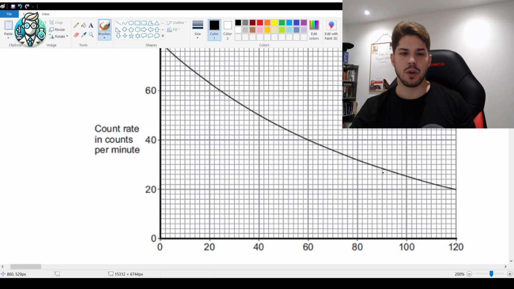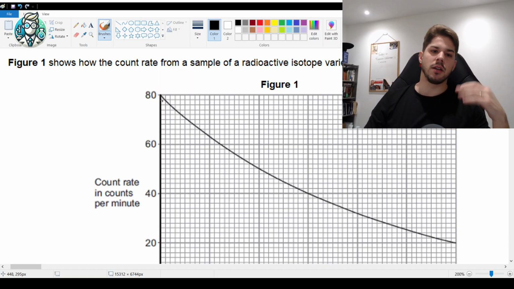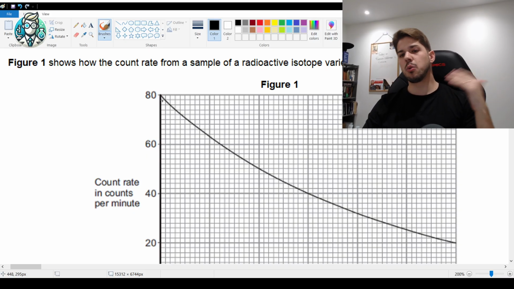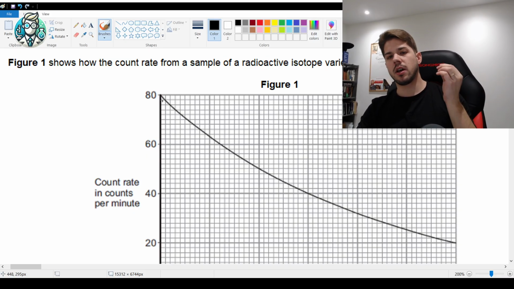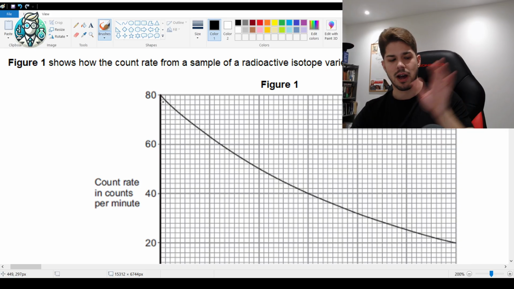Because if you have, for example, in this case, we have 80. How much is the half of 80? 40. Half of 40, 20. 20, the half is 10. The half is 5. The half is 2.5. The half is 1.75. And we could continue like that and we would never reach zero. This is what we call asymptotic. It's a graph that never touches zero.